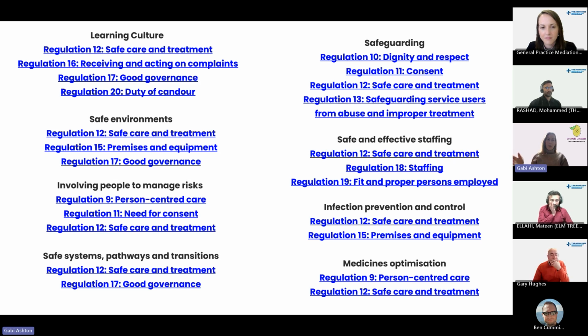So by the end of this webinar series, hopefully providers will have a really clear understanding of what it means to be CQC compliant with this key question, these quality statements, and actually a wealth of the fundamental standards that sit underneath it. So we're going to hand over now to Claire, Gary and Mateen again for their thoughts on this.